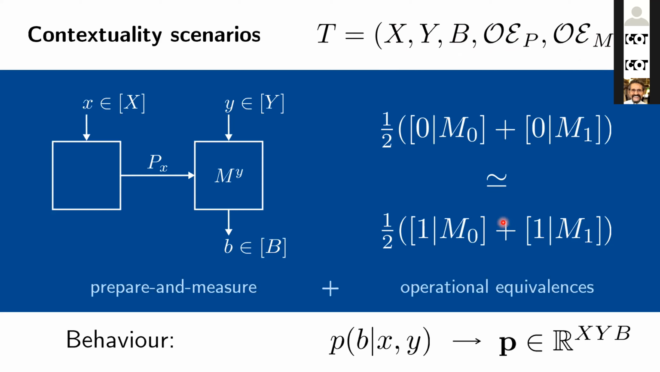So then if you have a theory which describes the system that you're using in this experiment, it's going to be able to tell you this number here, which is the probability of seeing outcome B, given that you made preparation X and performed measurement Y. So then if you take all of these probabilities for all values of B, X, and Y, you can put them into a vector, which will be in R to the X, Y, B. And we call this vector the behavior of the system, because it basically describes how the system is going to behave. And we're interested in, in different physical theories, what sets of these behaviours P can we possibly achieve?